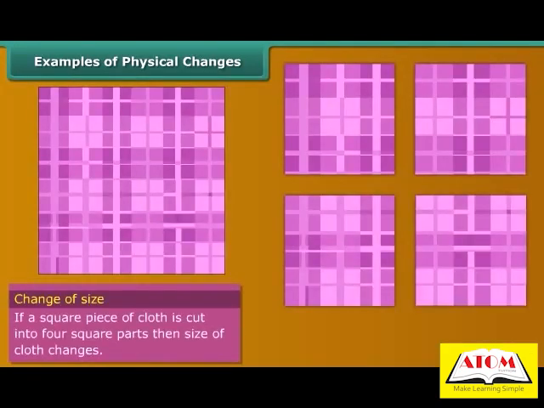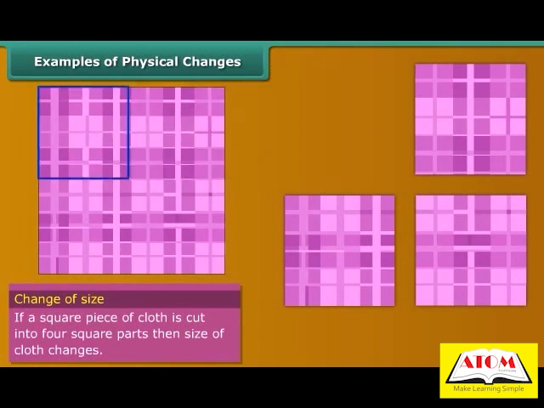Children, cut a piece of cloth into 4 square pieces. Now compare the size of one piece of cloth with the original piece of cloth. But the properties of the cloth remain same. So this is a physical change.